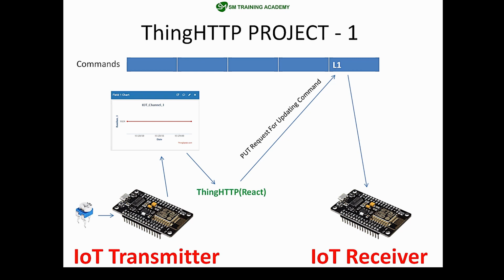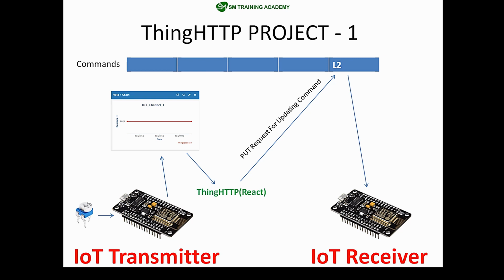So if the value is greater than 500, I will be configuring a React application, and in that React I will be configuring a ThingHTTP for sending a put request for updating the command available over here in the talkback queue of the ThingSpeak IoT platform. And if it exceeds the value 500, I will be updating the command here to be L1, and if it is less than 500, I will be updating the command in the talkback queue to be L2. So this is the transmitter section.